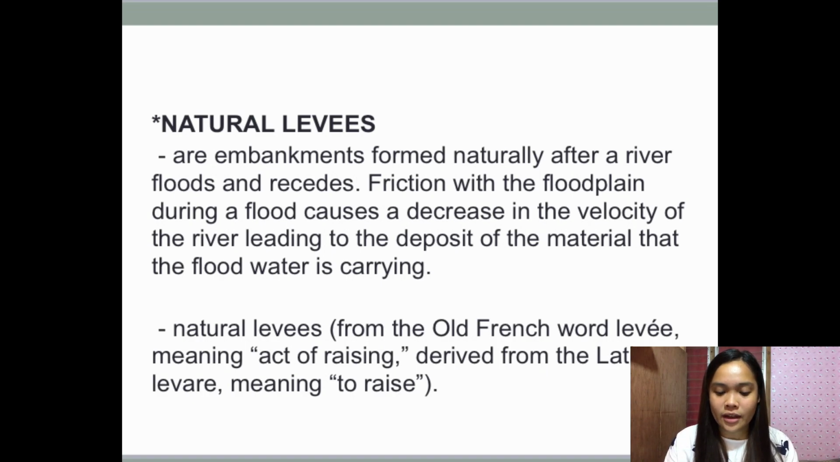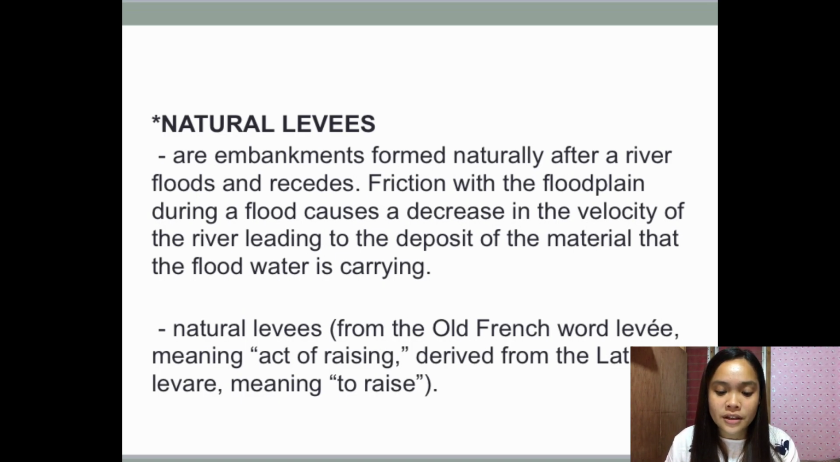The natural levee. As the stream overflows at flood time, the current as it leaves the normal channel is abruptly slowed by friction with the floodplain surface. This slowdown causes the principal deposition to take place along the margins of the main channel, producing the natural levee. That comes from the old French word meaning the act of raising, on each side of the stream.